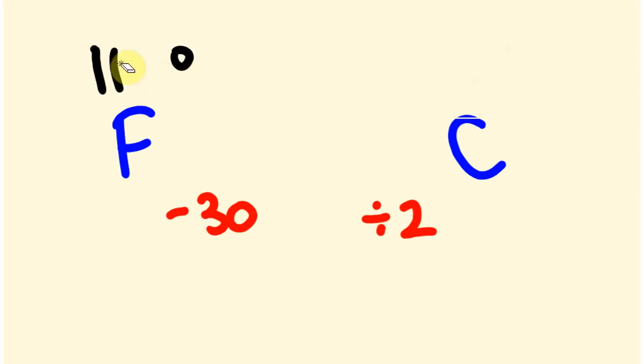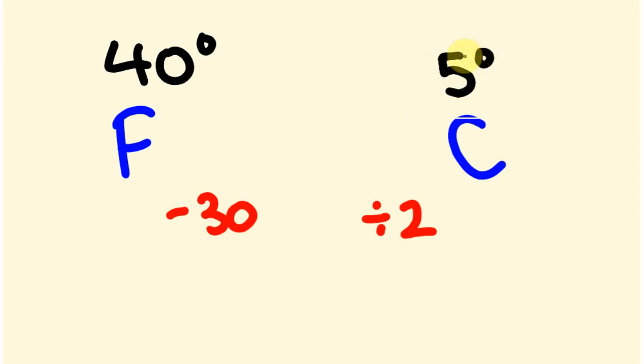Let's have a look at another one of these. What about 40 degrees Fahrenheit? A bit colder now. 40 degrees, take away 30. Okay, there we get 10. Divided by 2, about 5 degrees. 5 degrees Celsius. The actual answer, about 4.5 degrees. So, yeah, not too bad, yeah?